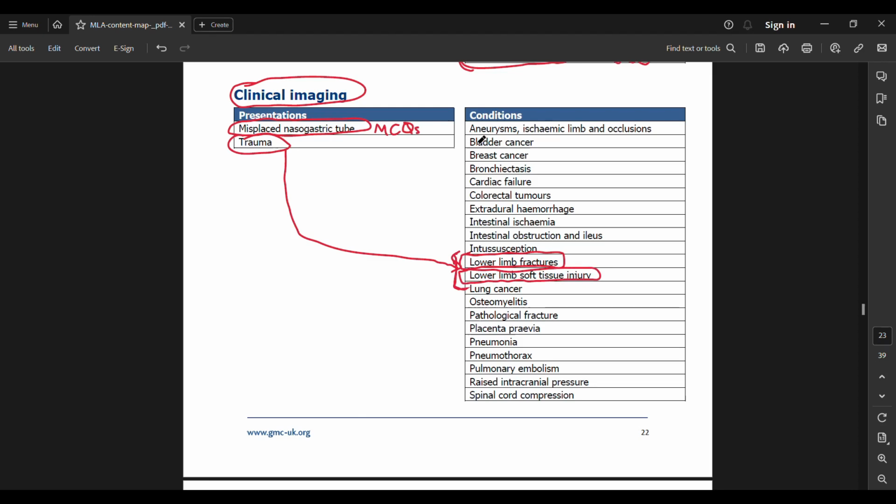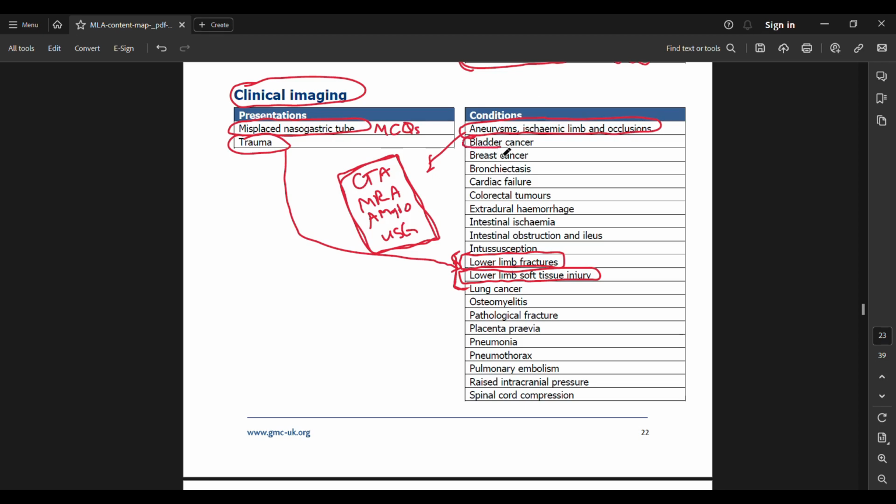Okay. Next, you have aneurysms, ischemic limb occlusions. Just make sure you know the investigations that you need to perform in these cases, whether it's a CTA, an MRA, an angiography, an ultrasound, whatever, right? Just make sure you know the relevant investigations in these cases. It is unlikely that they'll give you an image of these investigations and then ask you to diagnose the case without any kind of background information or examination findings. Okay, so don't worry about that. Just make sure you know which investigations are performed in which condition.